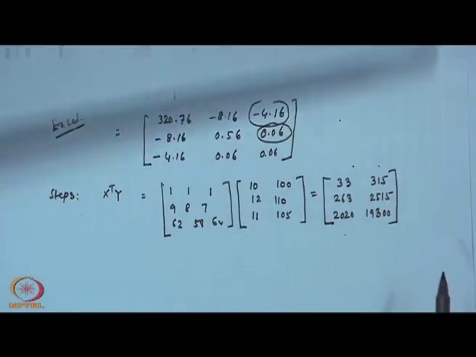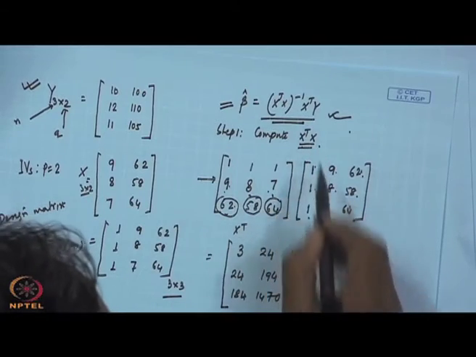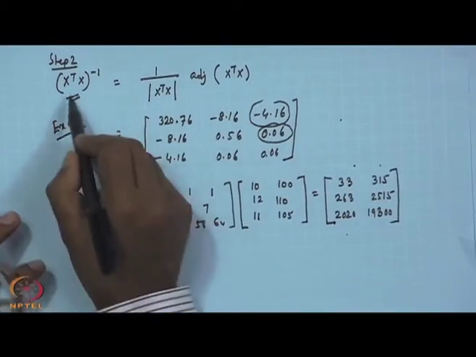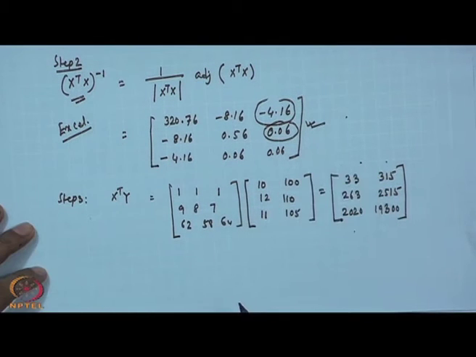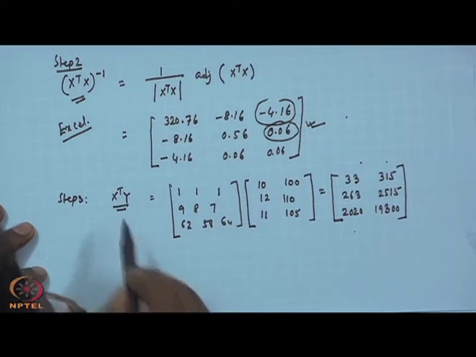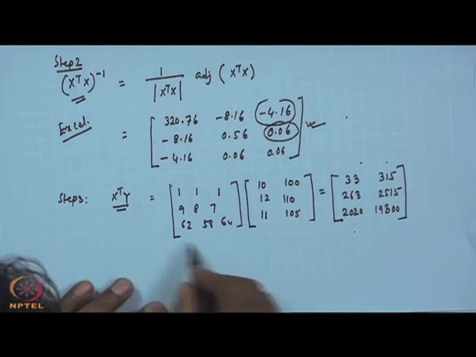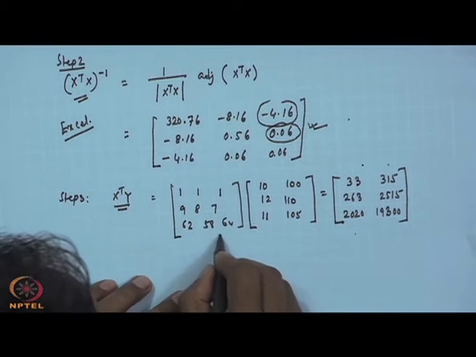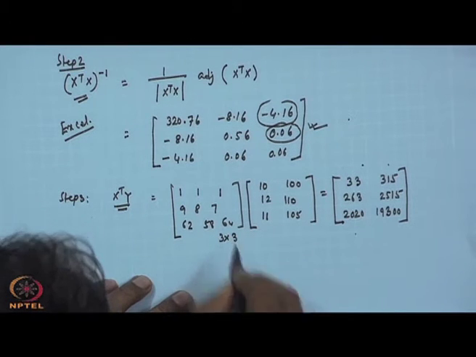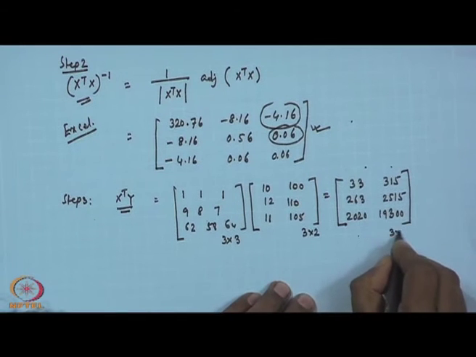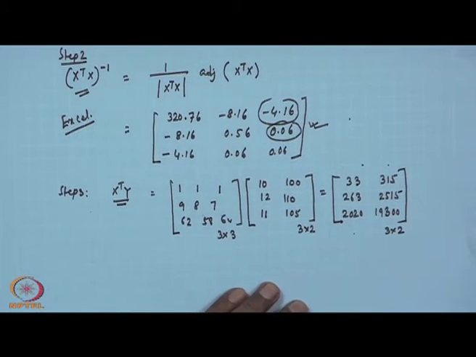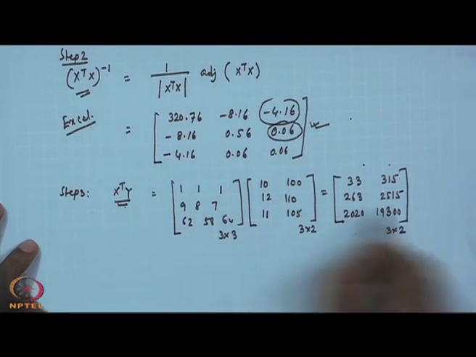So, our step 1 comprises X transpose X, and we got this value. Then step 2, we want the inverse of this X transpose X, and this value is like this. Step 3 is you have to find out X transpose Y, because you see that X transpose is 3 cross 3 and Y is 3 cross 2. So, you will be getting a resultant matrix of 3 cross 2. So, this is X transpose Y.